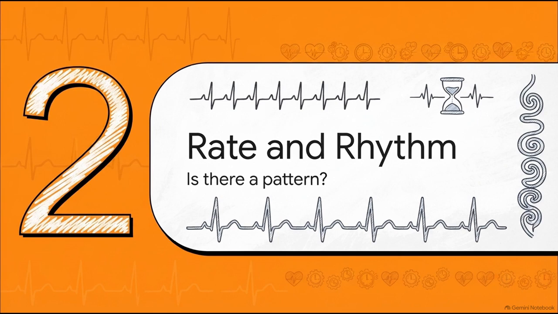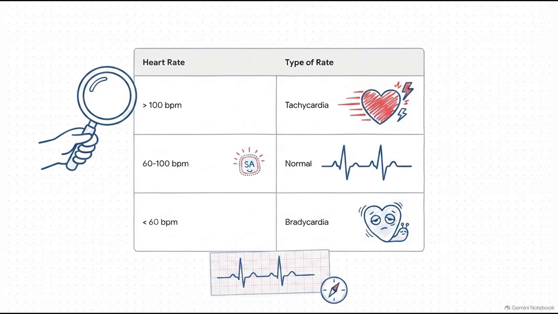Moving right along to Section 2, decoding rate and rhythm. Basically asking, is there a pattern? Stepping back into our role as clinical detectives, the very first questions we have to ask at the scene are, how fast is this thing going? And is there a pattern?